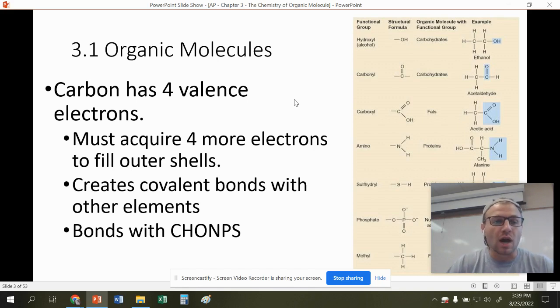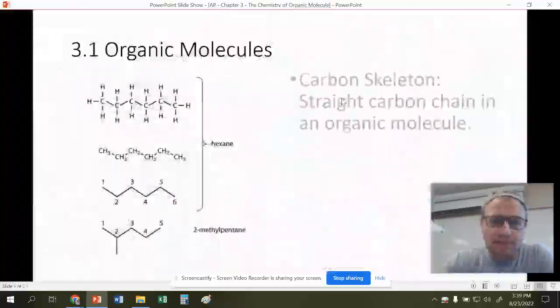So organic molecules: carbon has 4 valence electrons like we talked about in the last chapter. This means it must acquire 4 electrons to fill that outer shell, because remember the octet rule. This means it's going to create a lot of covalent bonds with other elements. This is where we see a lot of carbons, hydrogens, oxygens, nitrogen, phosphorus, and sulfur. It bonds with a lot of other elements, so it's a really good element for forming other structures. And it's the element of life because all life has carbon in it.